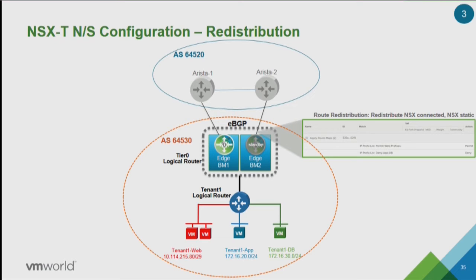And what we're going to do is use some prefix lists. Typically in an environment, you do not want the outside world to have access to your databases and your apps. You only want access to the webs. So we are going to do a permit web prefix list, and a deny app and DB prefix list, and we are going to apply this route map on the tier 0 logical router. NSX-T has route maps, prefix lists, AS set, etc. already built in the platform.